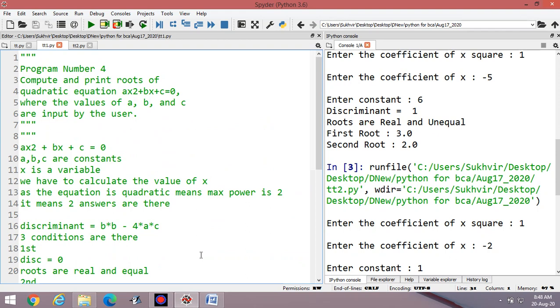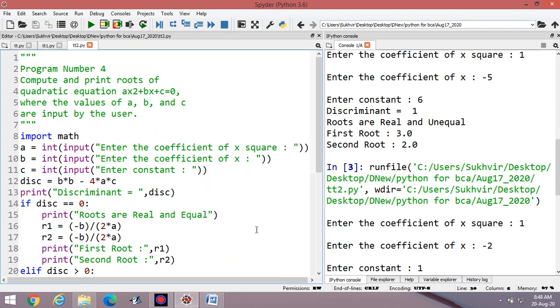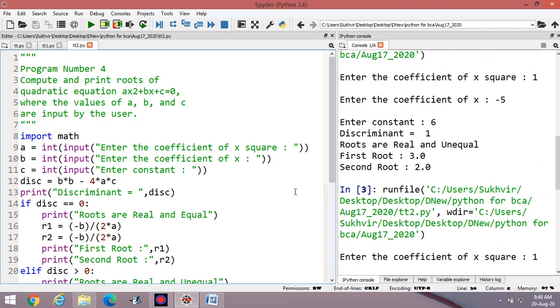Hope you understand the content of calculation of roots from quadratic equation.